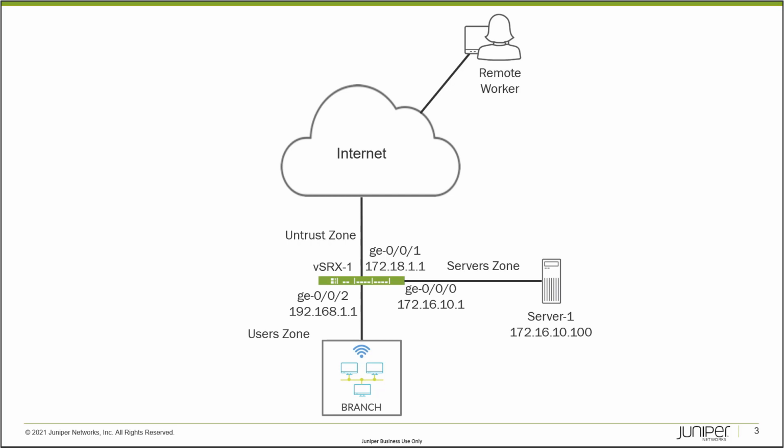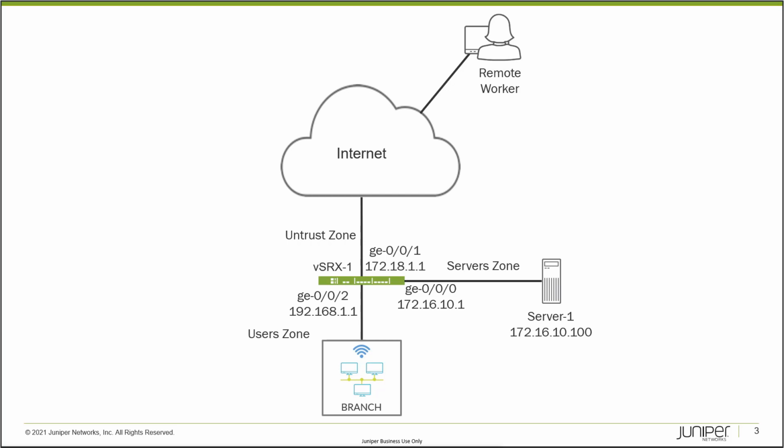And then we have the servers zone, which has server 1 in it, and the server IP address is 172.16.10.100, and that'll be important, so keep that in mind, as we'll be accessing that server from the remote worker that you see up top connected to the internet.